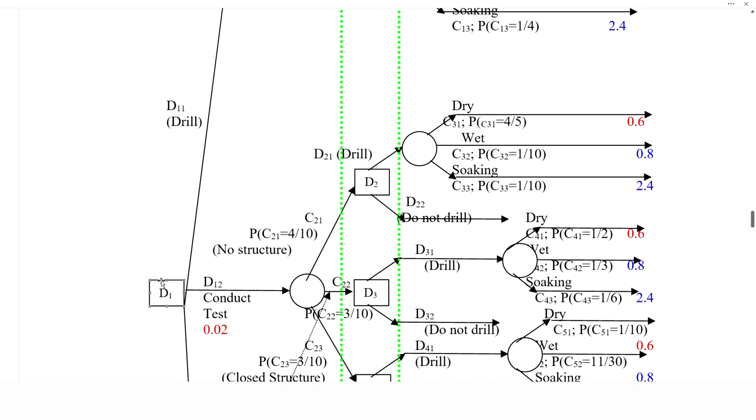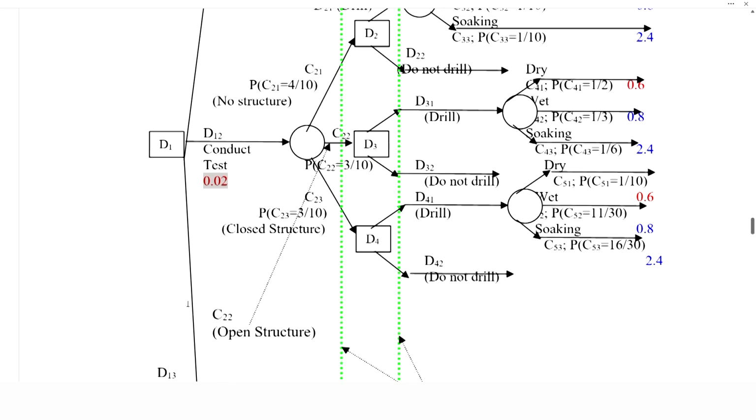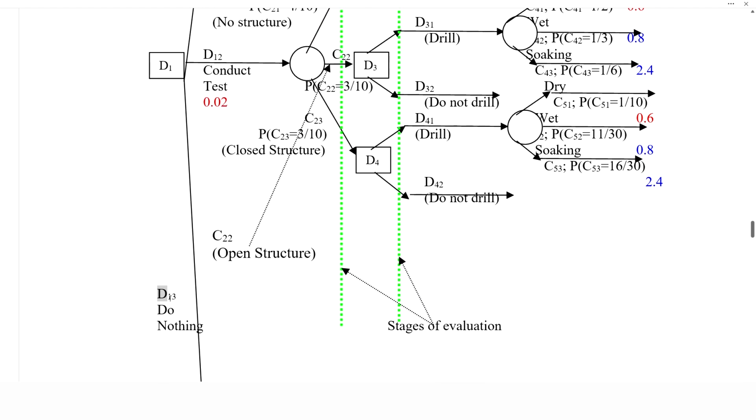So, we start at D1 and then consider the concept. D11, which is the arm going up, is basically you drill without the test. D12, you conduct the test, and if you remember, there was a price of 20,000 which is given in red color, 0.02, and the other arm shown here is D13, which is do nothing. So, obviously, that was also an option.